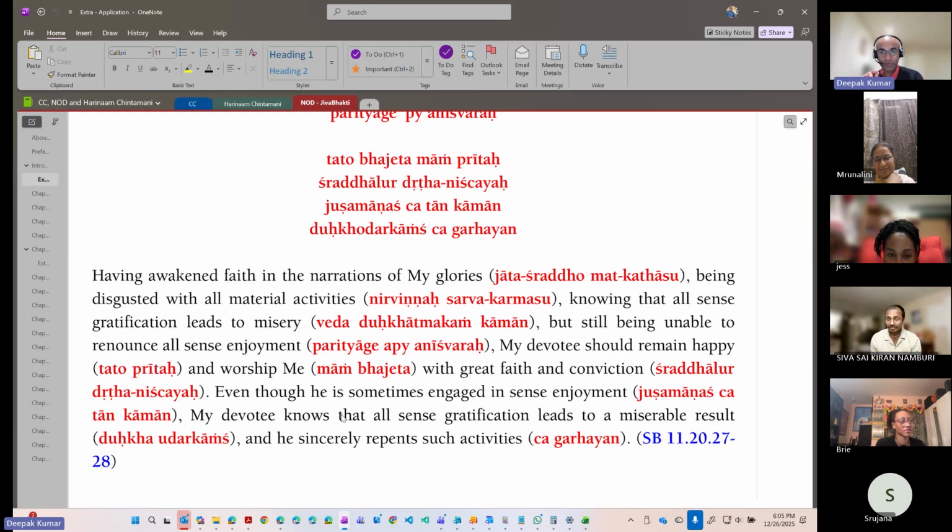Being disgusted with all material activities. So now this is the question mark. Being disgusted with all material activities. Is everyone really disgusted with all the material activities? What do you think?